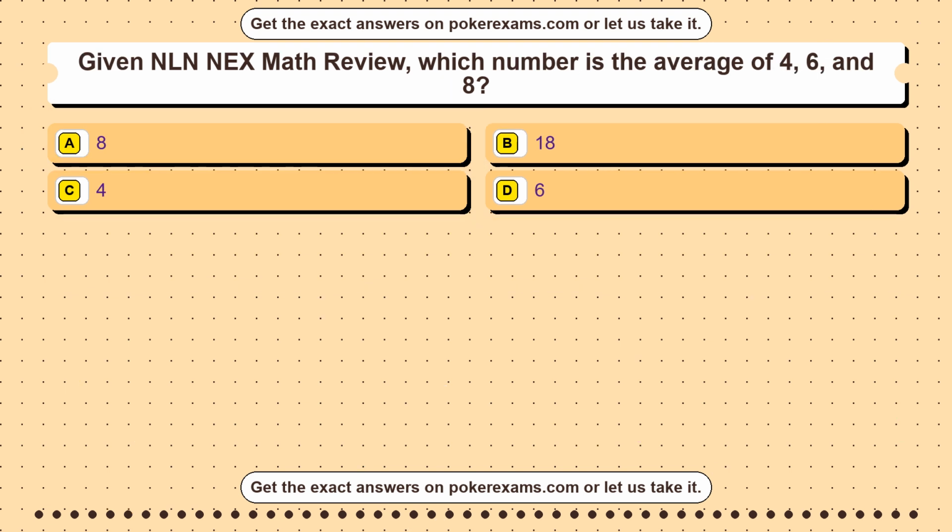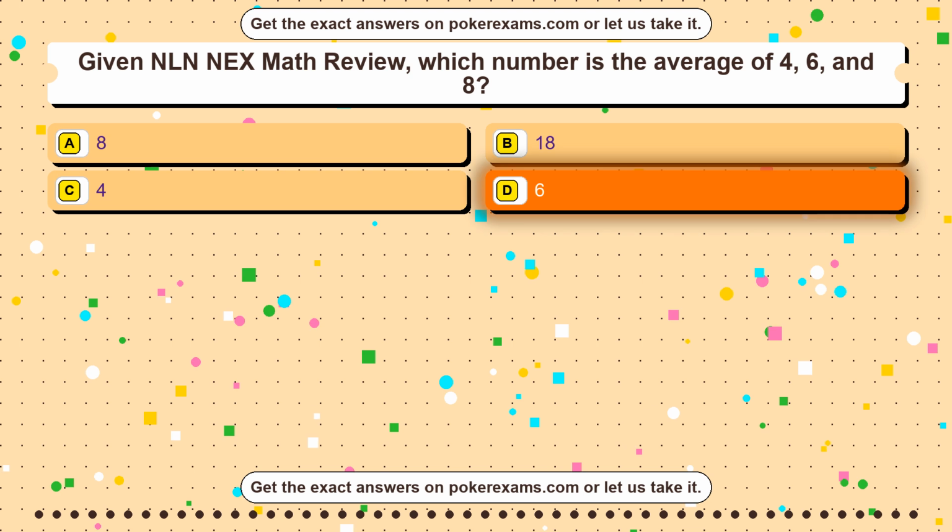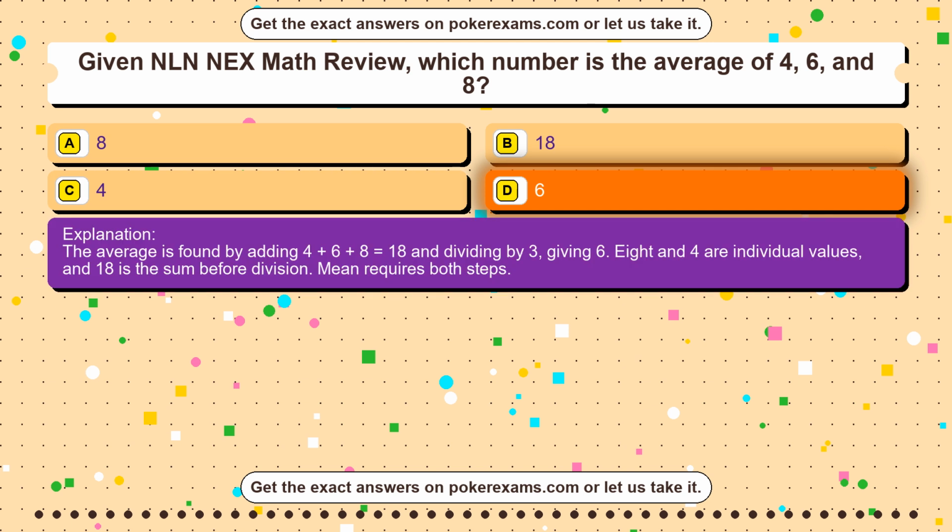Question 18. Given NLN NEX Math review, which number is the average of 4, 6, and 8? Option A 8. Option B 18. Option C 4. Option D 6. The correct answer is option D. 6. The average is found by adding 4 plus 6 plus 8 equals 18 and dividing by 3, giving 6. 8 and 4 are individual values, and 18 is the sum before division. Mean requires both steps.